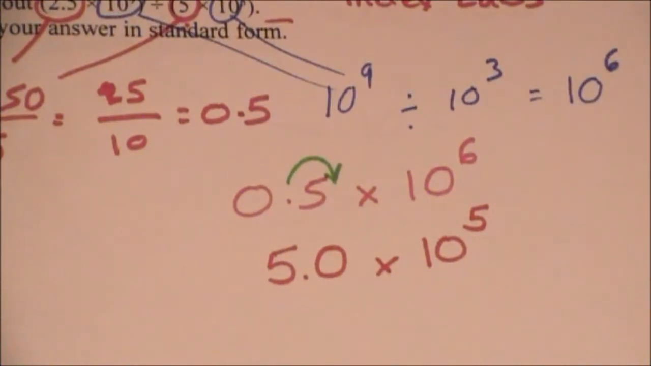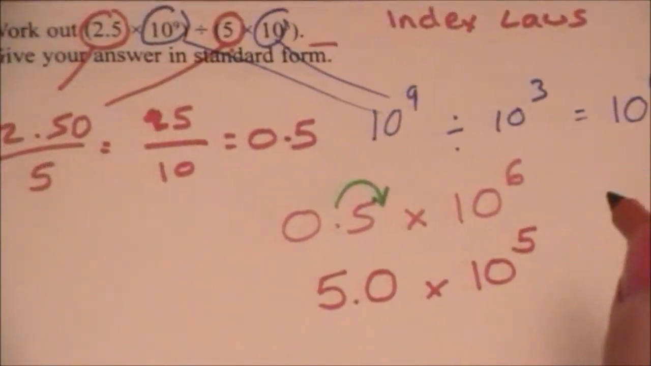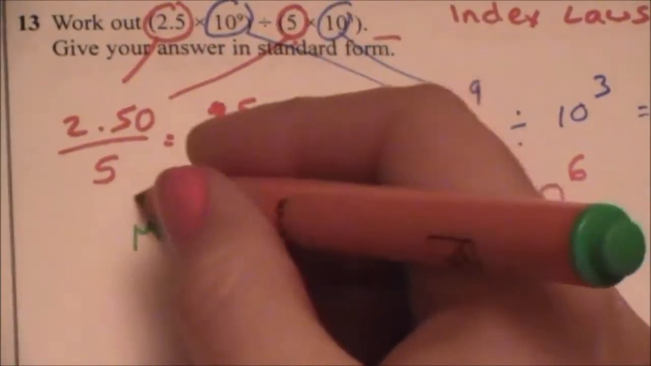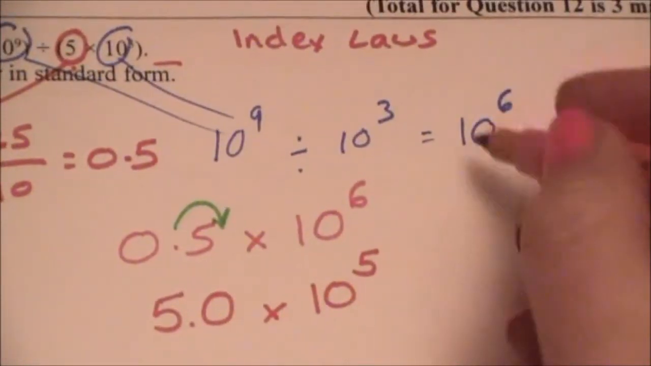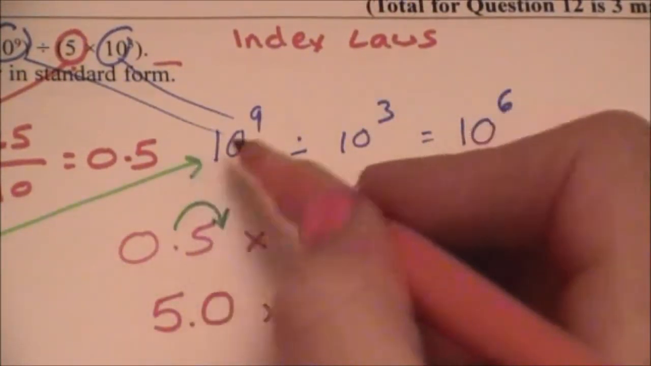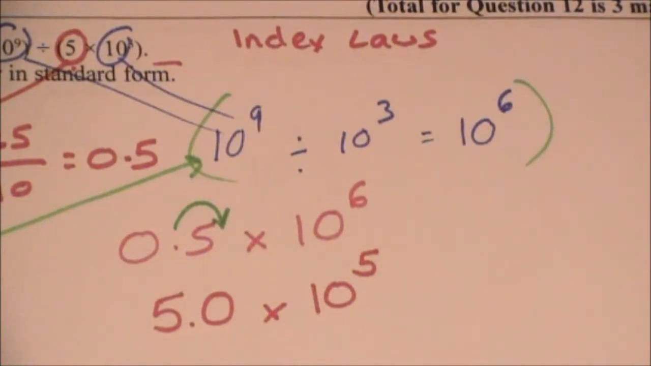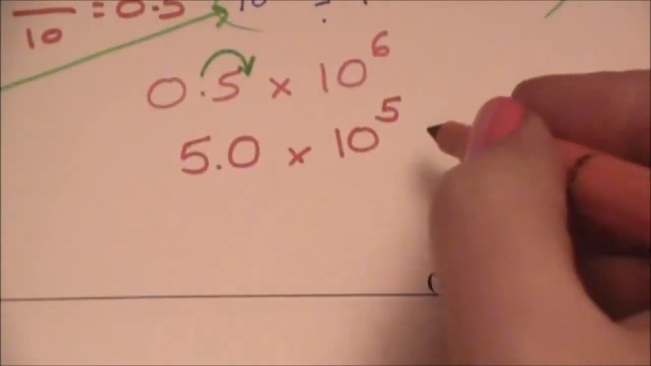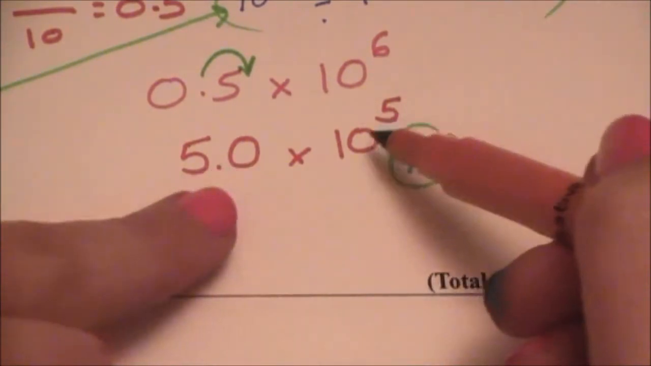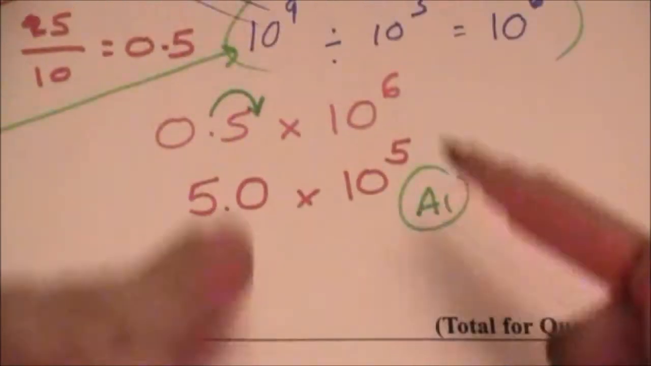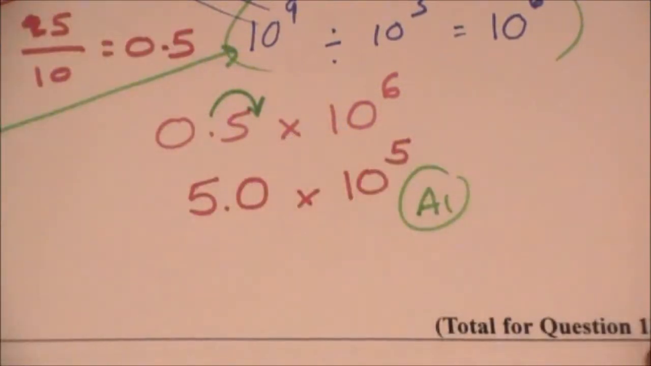Now the mark allocation is quite simple for standard form questions. You get 1 mark for either working the number out, or you get that same mark for doing the index laws. So that's your first mark. Now your second mark comes from having the correct answer with regards to decimals in the right place. If you were to leave it like that, you would still get 1 mark, but in order to get 2, you would need to have it as standard form.